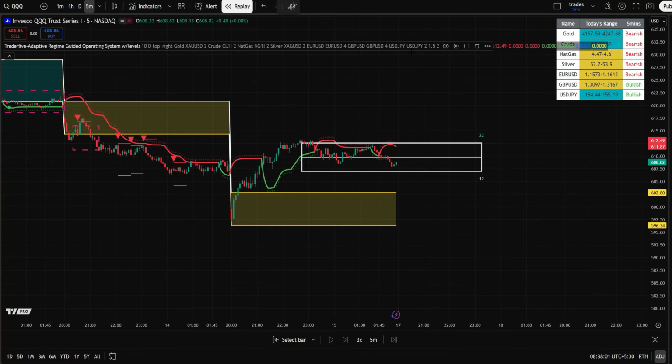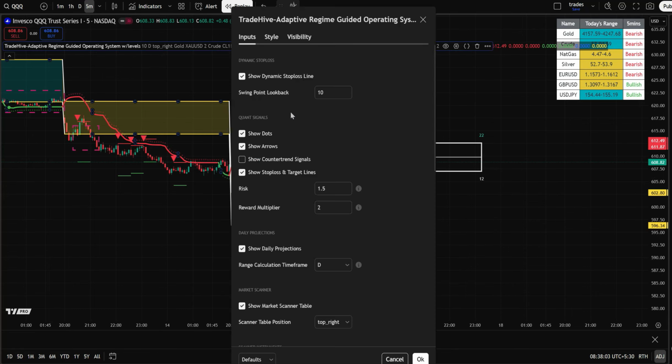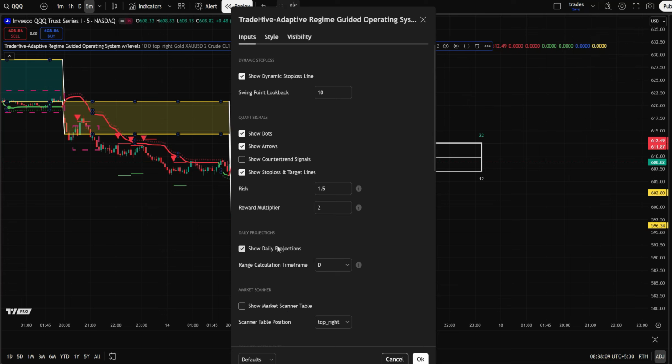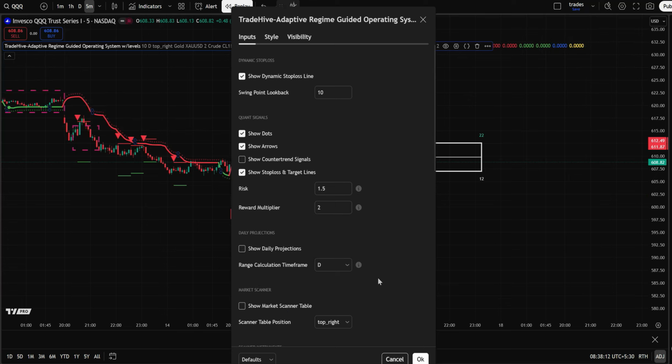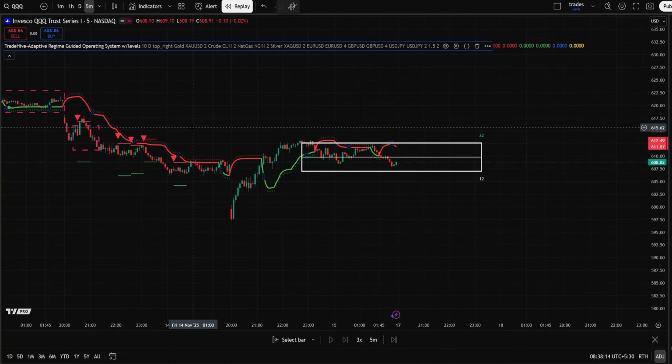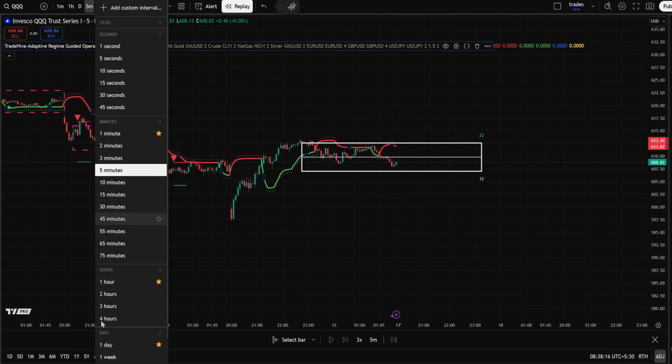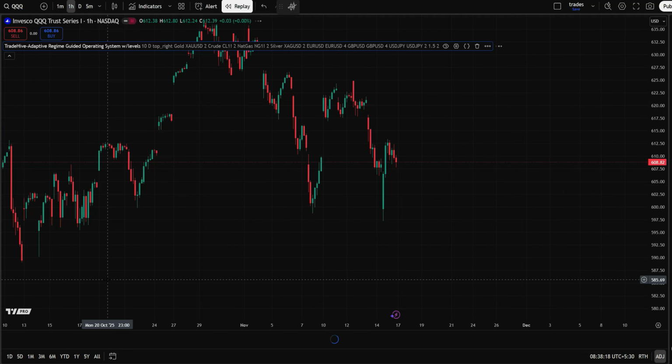If I'm going to trade this on an hourly chart, what I will do is, first of all, I will just remove the scanner, remove the daily projection, and I will change this to, let's say, 1 hour.